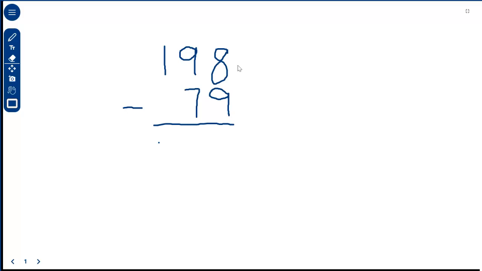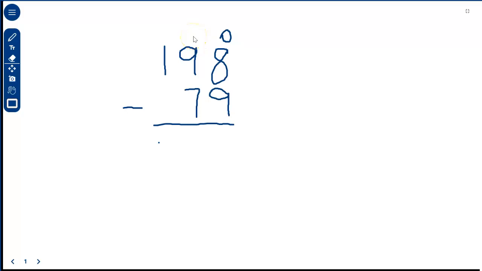And we are going to begin by understanding this number. So we have 198, take away 79. So the very first step is to identify the place value for each of these digits. And it is clear that digit 8 and digit 9 on the lower number are on the ones place value. So we can write ones there, or representing ones.